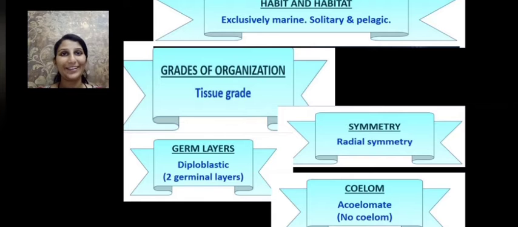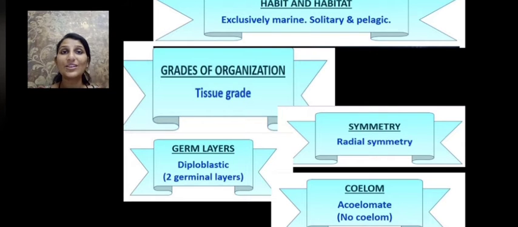They are solitary. They are not seen in colonies. They are solitary and pelagic. Pelagic means they are seen in the pelagic zone of the open water columns of the oceans. And the grade of organization is they have a tissue level of organization, in which cells aggregate together to form tissues. And about the symmetry, they have radial symmetry.